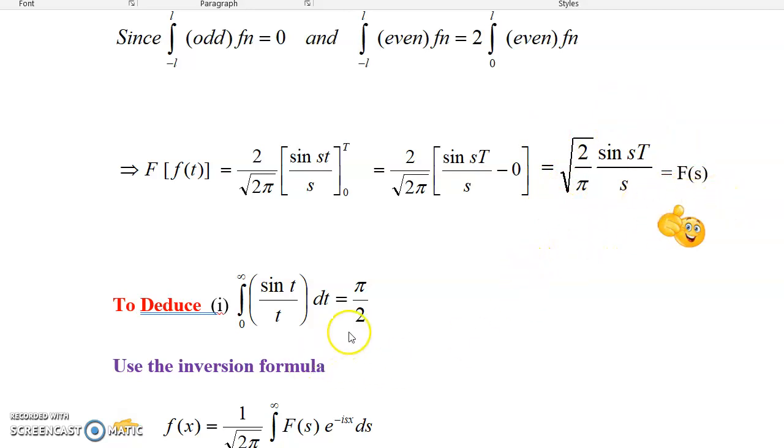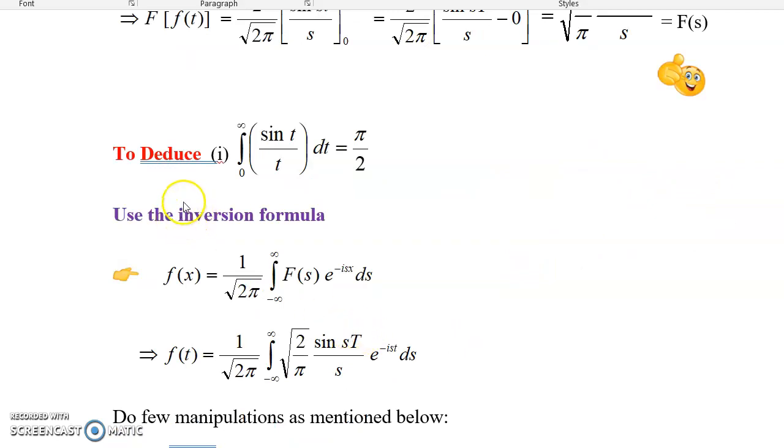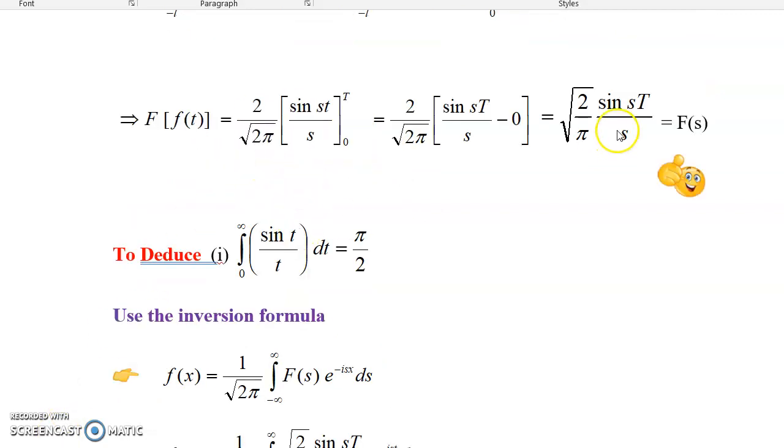Now let us go to the deductions. They have asked to deduce two integrations. So let us start with the first integral: integral 0 to infinity sin t by t dt equals pi by 2. This is the deduction. Now look at this integration and look at the answer, because from the answer we need to deduce this. So look at this integral and look at the answer of the Fourier transform. Are we not having the same term? Yeah, very similar. The exact term is sitting here. Instead of the variable s, here we have the variable t. But of course the same similar term is there.